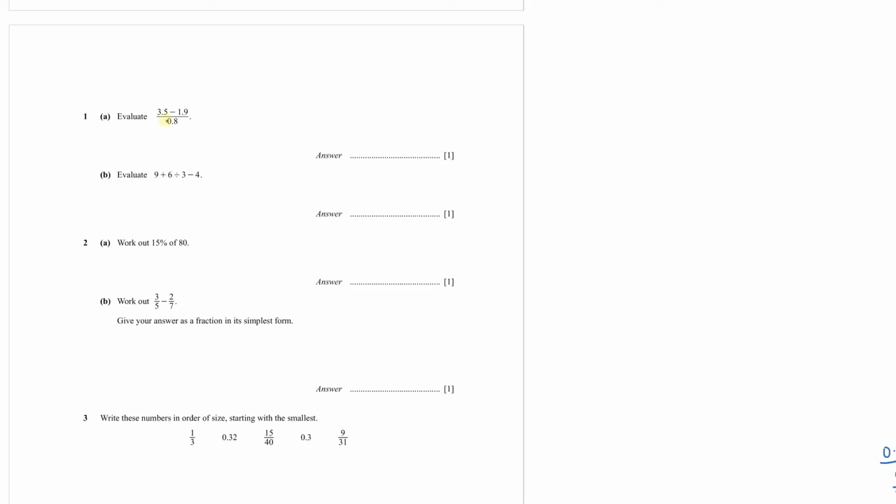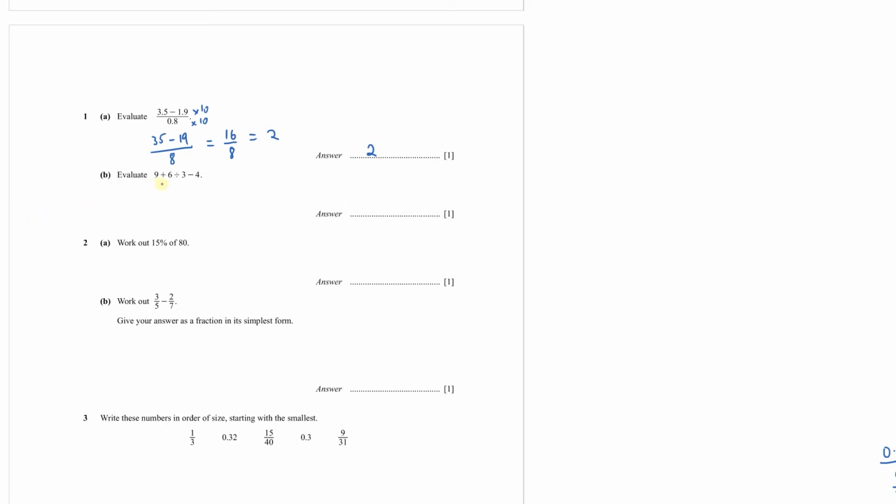So I can quickly remove this decimal by multiplying by 10 in the numerator as well as in the denominator. If I multiply by 10 in the numerator, I will get 35 minus 19 and then divide by 8. 35 minus 19 will give me 16. So 16 over 8, it will be 2.